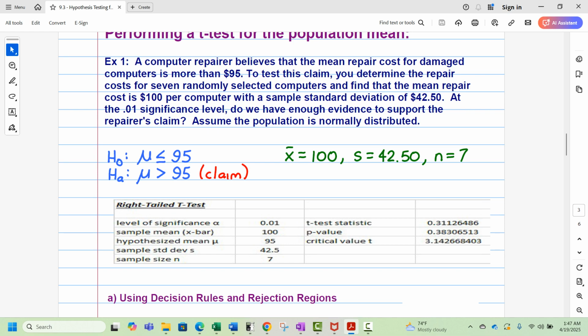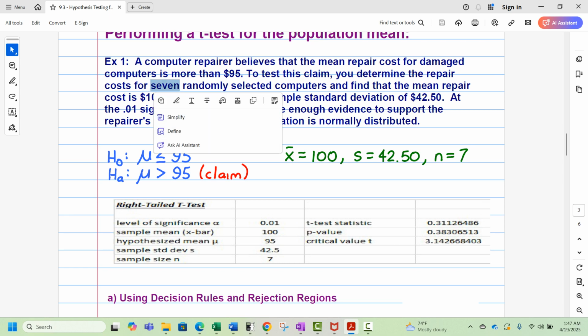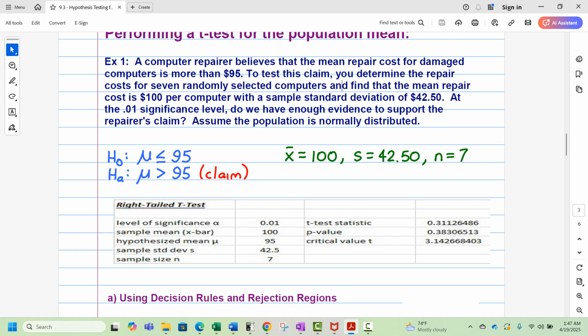So let's see what this says. A computer repairer believes that the mean repair cost for damaged computers is more than $95. To test this claim, you determine the repair cost for 7 randomly selected computers. So they tried to sneak a fast one in there with a word as a number, but there it is, 7 is your n. And there's the mean repair cost, and there's a standard deviation. The significance level is 0.01. Do we have enough evidence to support the repairer's claim?